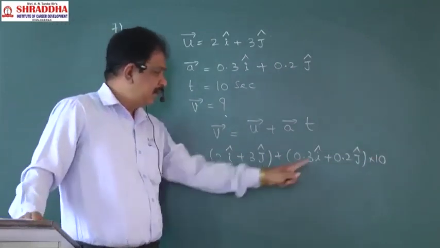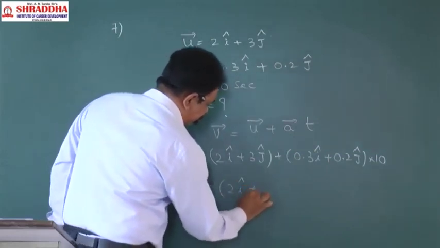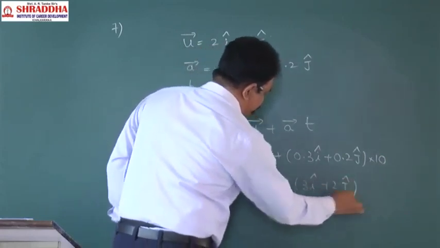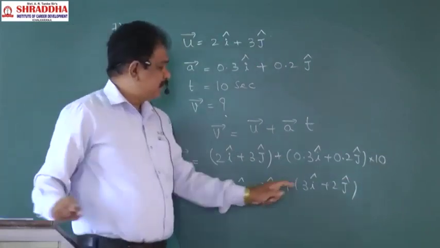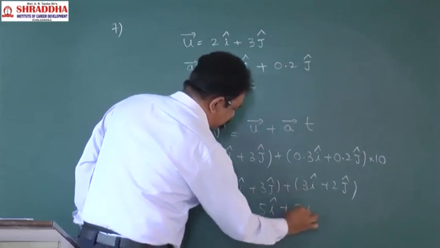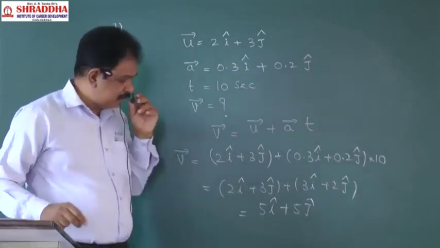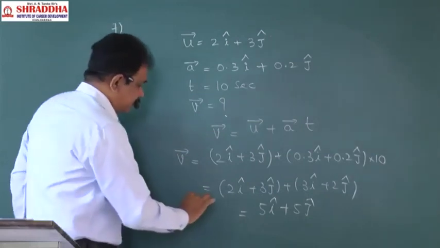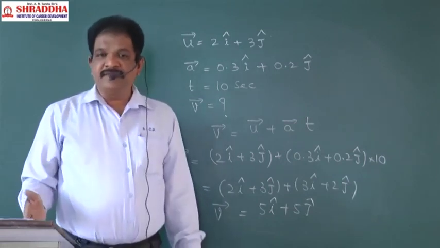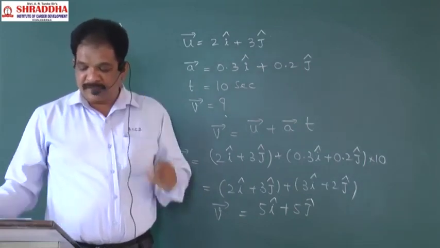Clear? Multiply this two. Then what will happen? 2i bar plus 3j bar plus 3i bar plus 2j bar. So 2 plus 3, this value will be equal to 5i bar. 3 plus 2, this value is equal to 5j bar. We will get this as final velocity as 5i cap plus 5j cap. Answer is given in the form of magnitude. That's why you find its magnitude.